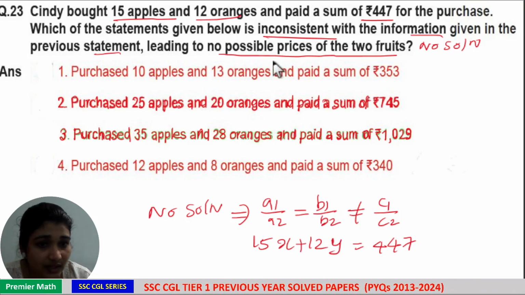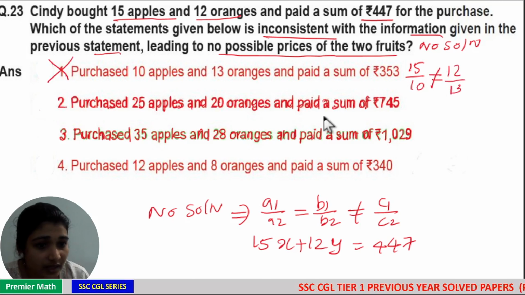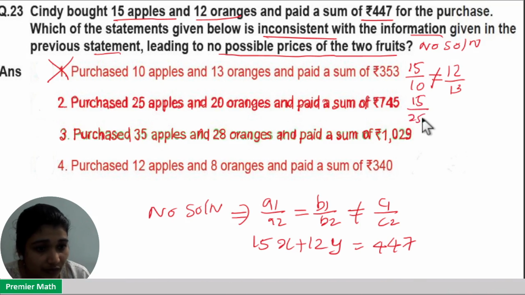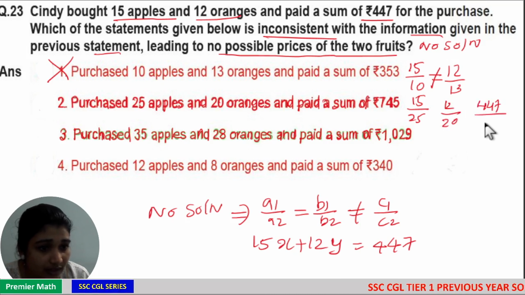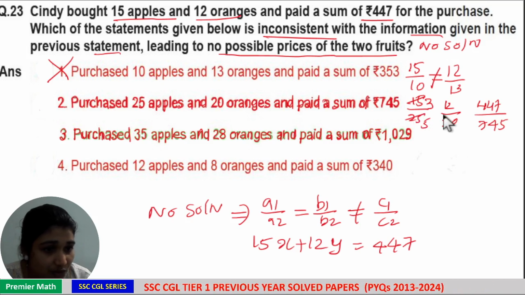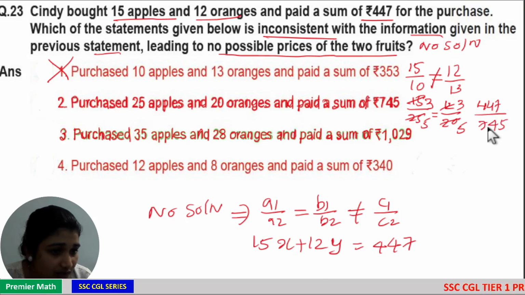In the first case, 15 by 10, and next is 12 by 13. From this, it is clear that this is not equal. So option 1 is eliminated. Now in the second case, we have 15 divided by 25 and 12 divided by 20 and 447 divided by 745. Here 5 goes 3 times in 15, 5 times in 25, and 4 goes 3 times in 12 and 5 times in 20, which means here the first 2 are equal. Now check for the third one.